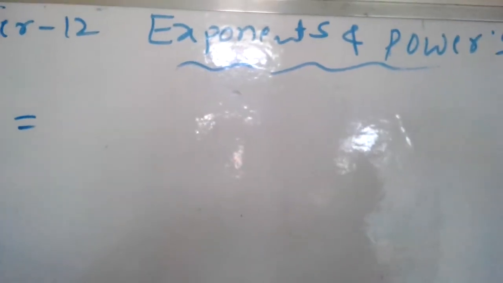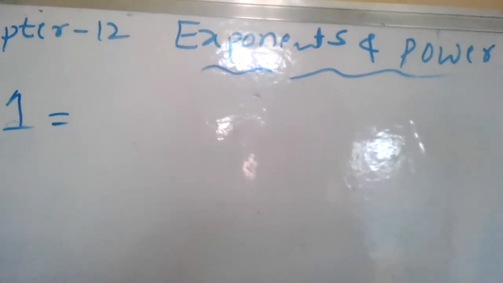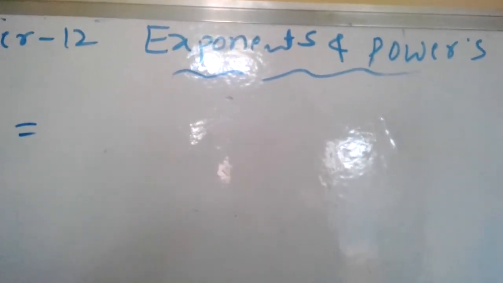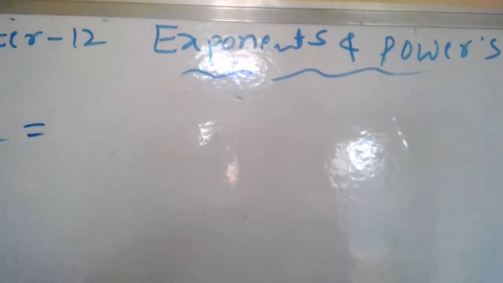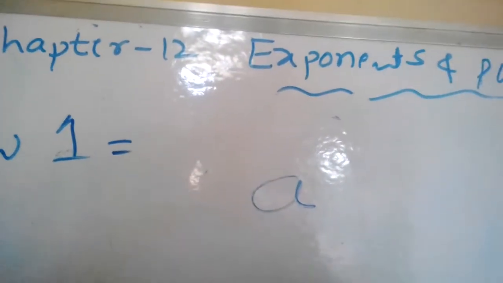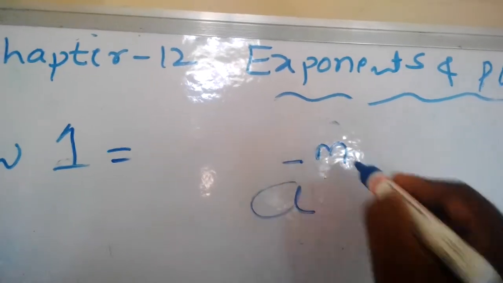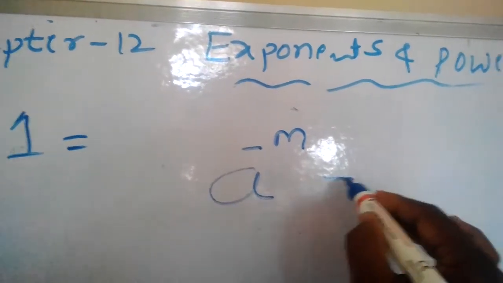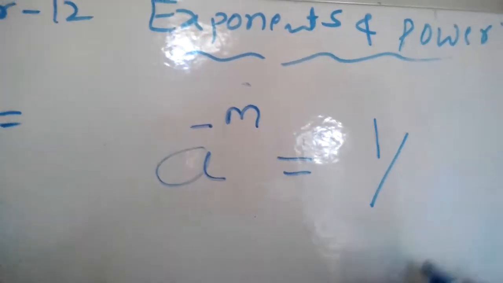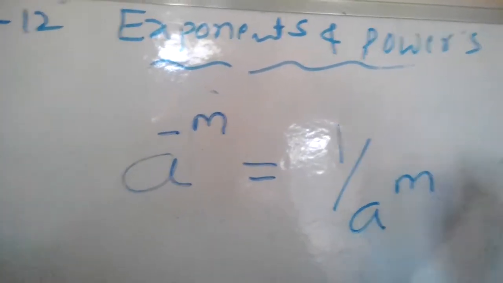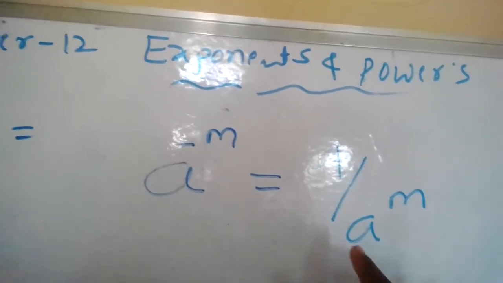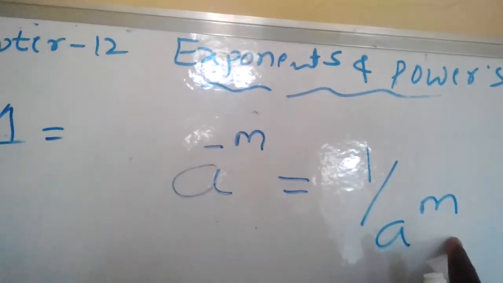Okay, next one, fourth formula, that is the fourth law. For any non-zero rational number a and integer m, an exponent with a negative power is equal to the reciprocal of the base raised to an equal positive integer. For example, a base is raised with a negative integer as a power, then this is equal to the reciprocal of the base raised to an equal positive power.